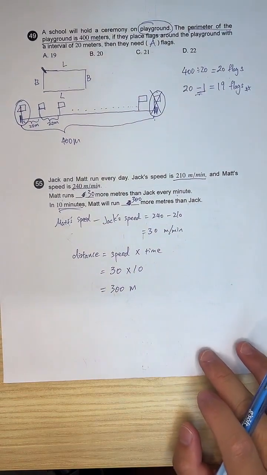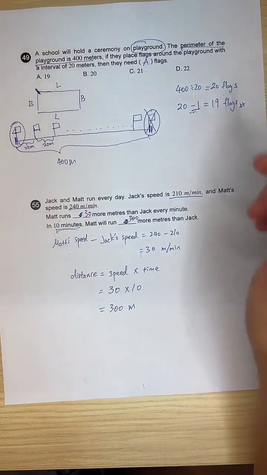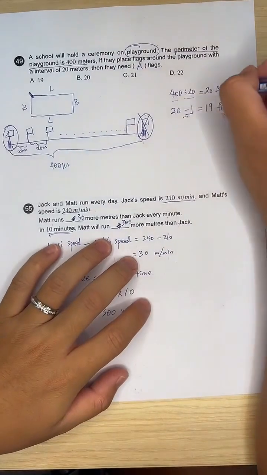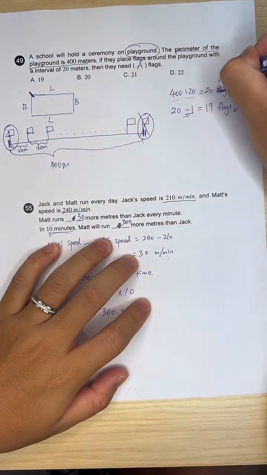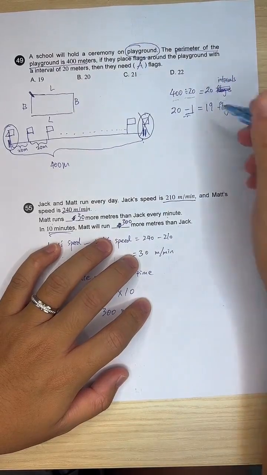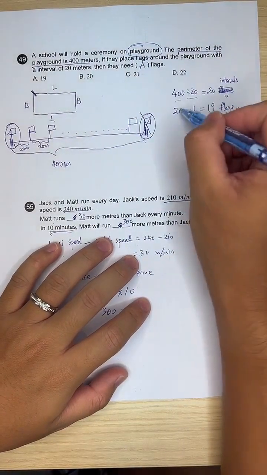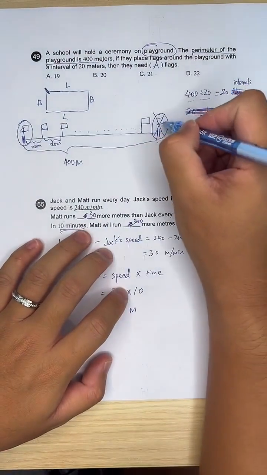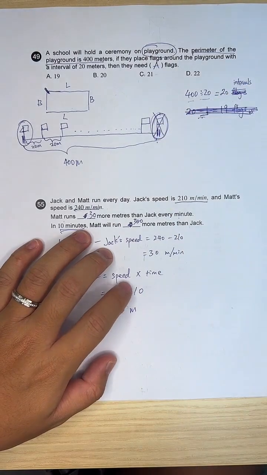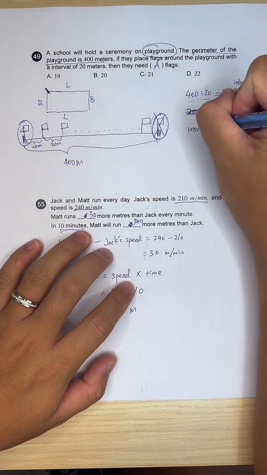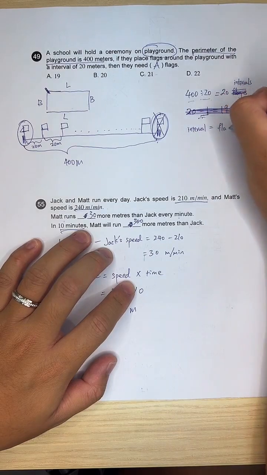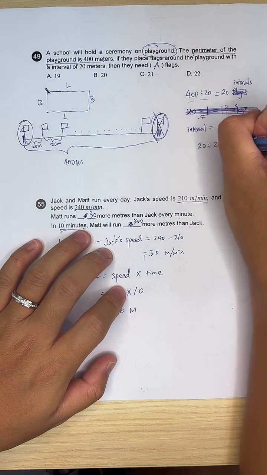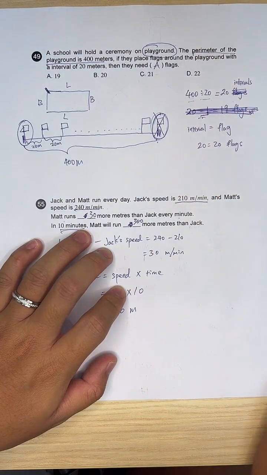Oh, okay. I think I made a mistake in the previous question. So this 400 divided by 20 here is to count how many intervals. We got 20 intervals. If we don't count the last flag, the number of intervals is equal to the number of flags. So we got 20 intervals, therefore we got 20 flags. So the answer is actually B.